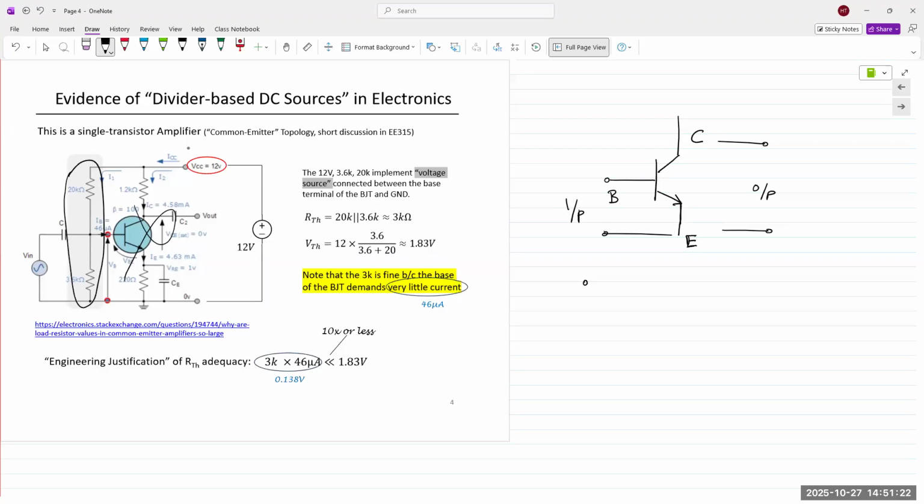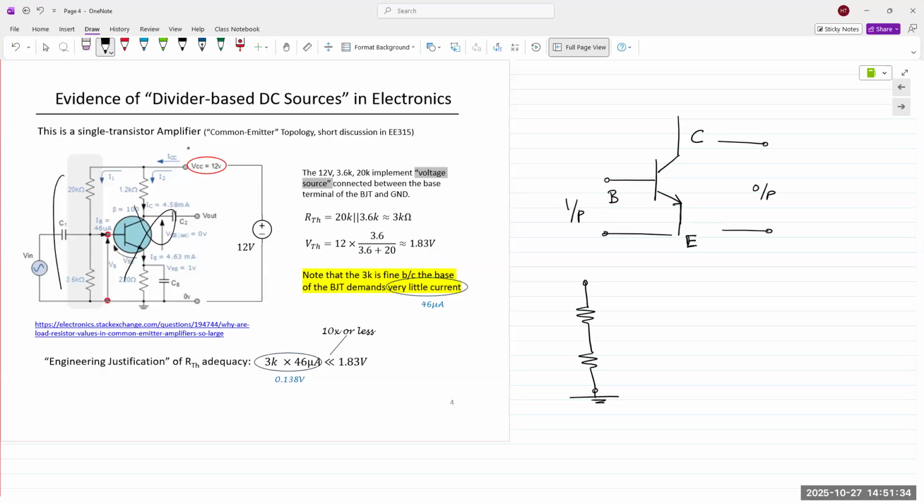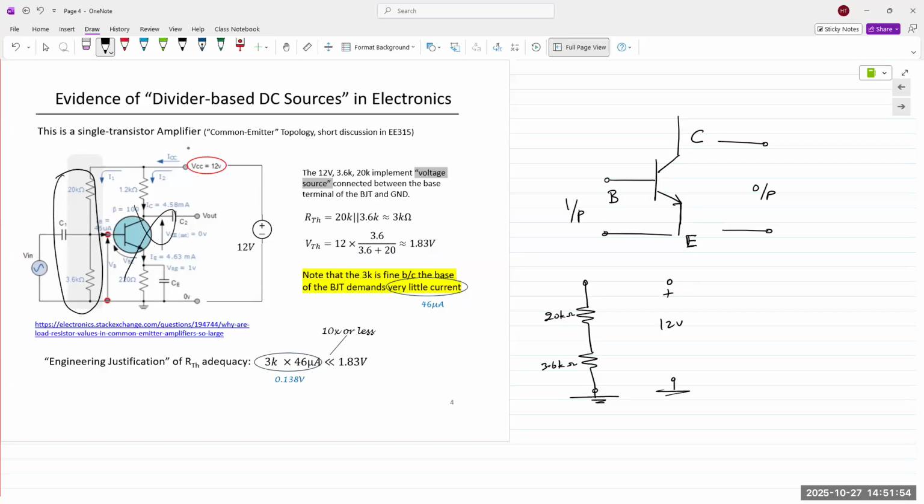Those resistors are the 20K and the 3.6K. These two resistors right there. So 20 kilo ohm and 3.6 kilo ohm, and you're applying 12 volts between them.